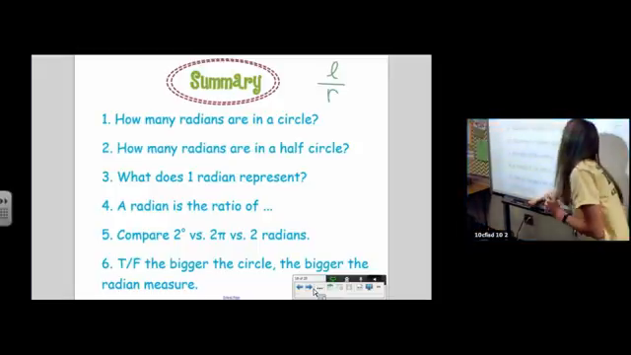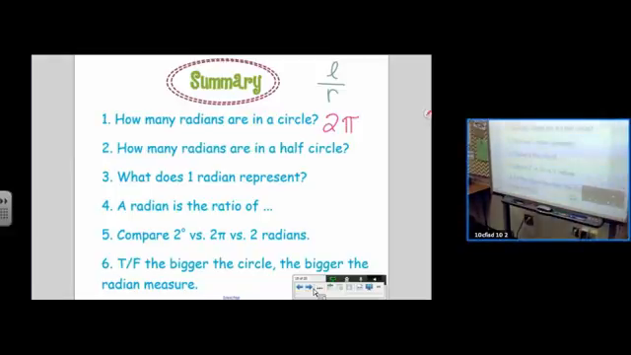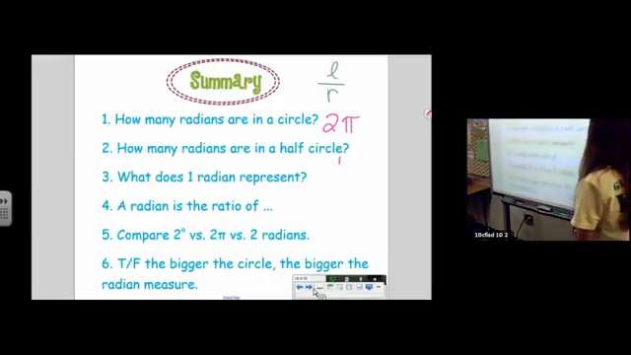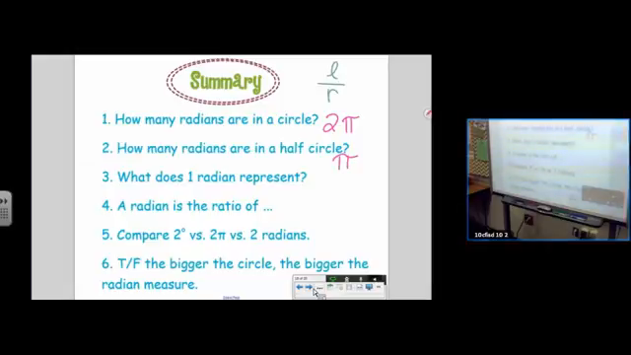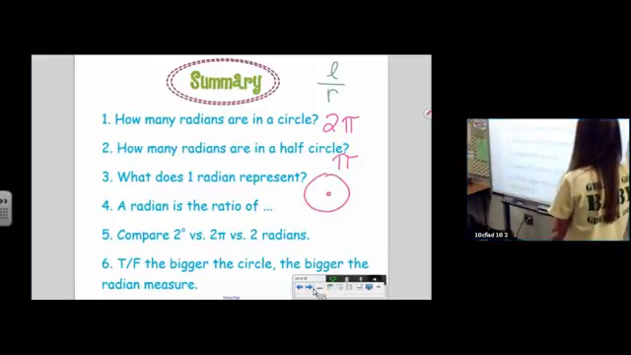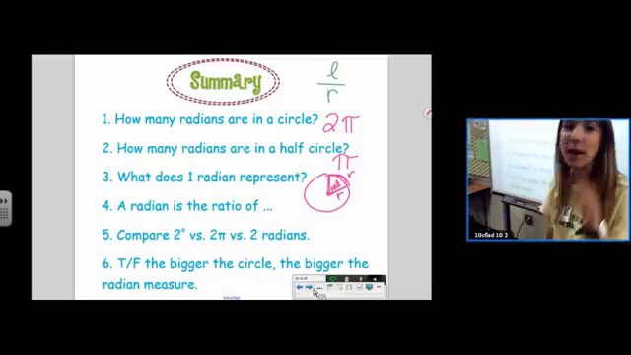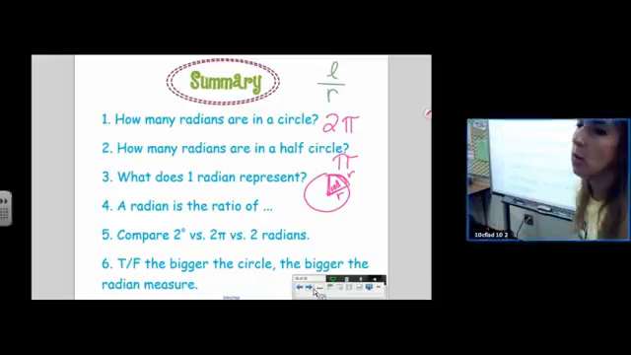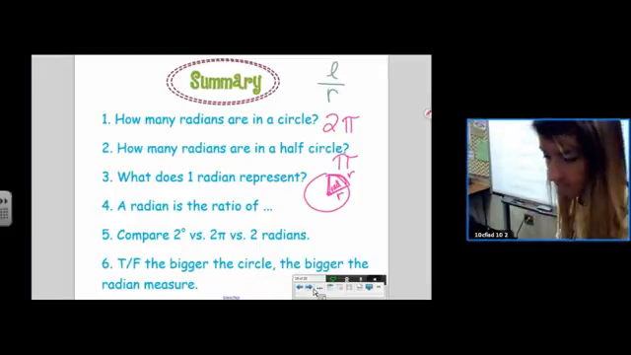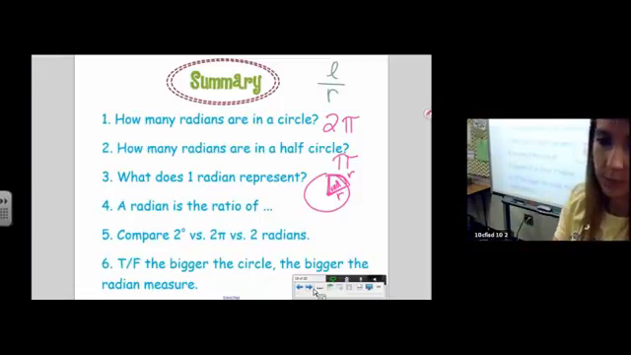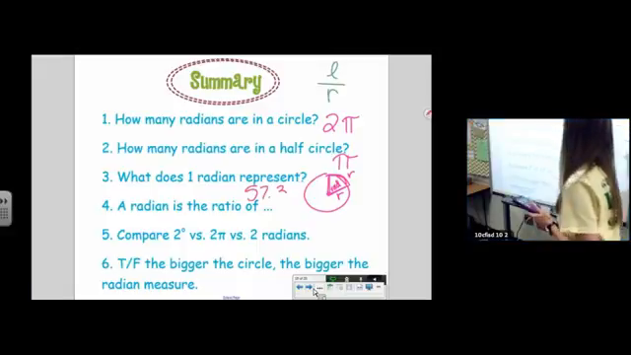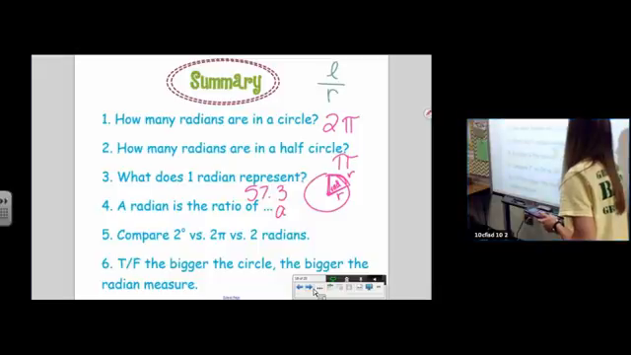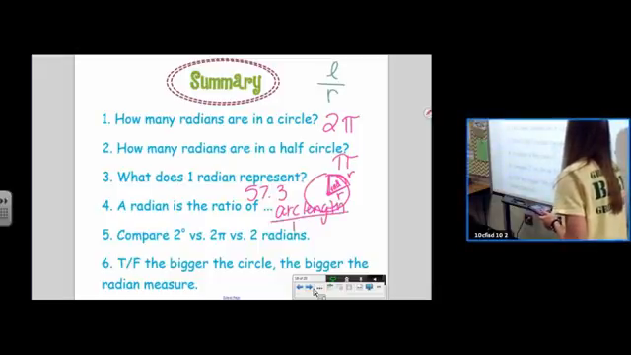How many radians are in a circle? 2 pi. How many radians are in a half circle? Pi. What does 1 radian represent? 1 radian is the angle that is created when the radius equals the arc length. That is a radian. Get it? Radian, radius? It's using the radius and making it the arc length. Radian comes from the word radius. So 1 radian in degrees, remember what it was? It's a little bit less than 60 degrees. A radian is the ratio of the arc length to the radius.